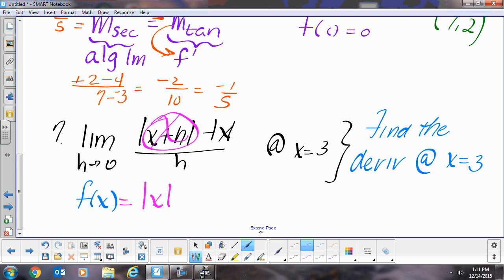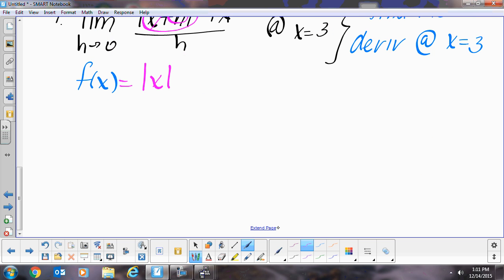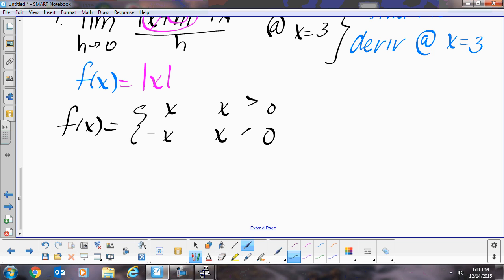Absolute value of x. Now, we can't do that right now because it's an absolute value form. So we're going to rewrite this as a piecewise function. So this is going to be x and minus x. Set x equal to 0. Which side of 0 keeps the top positive? Greater than. Which one keeps the bottom positive? Less than. Doesn't matter where we put our equal sign.